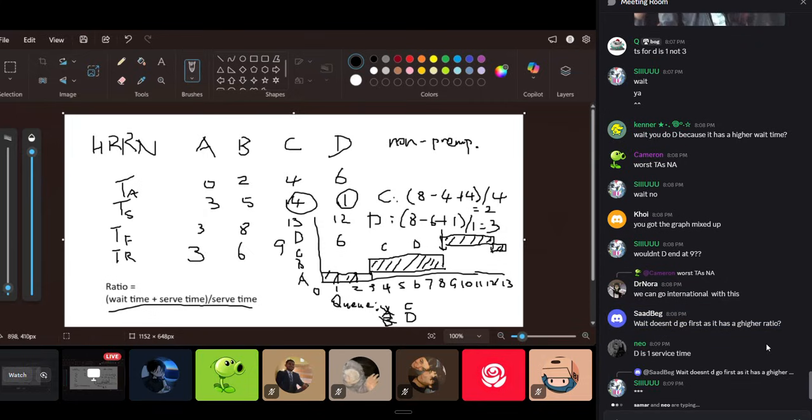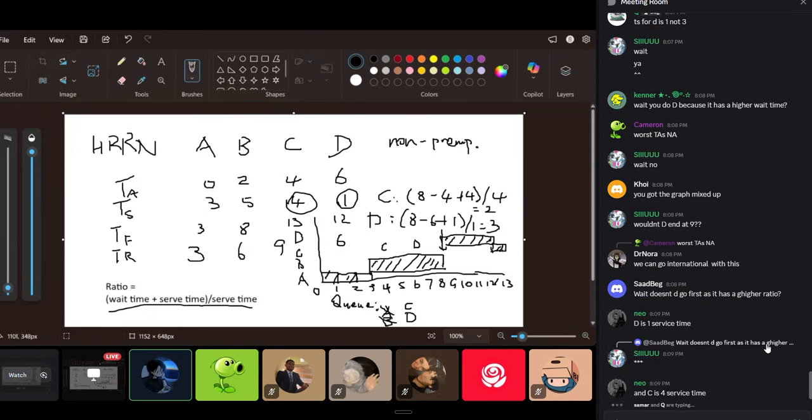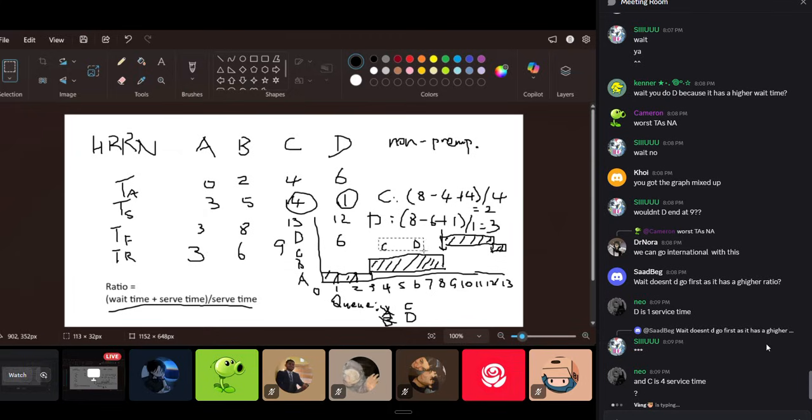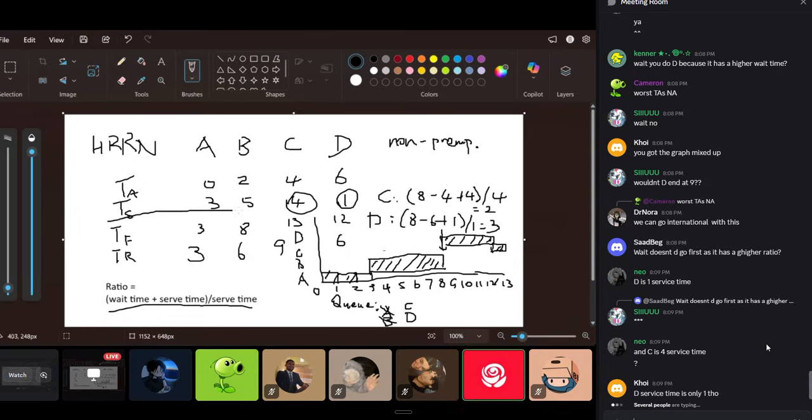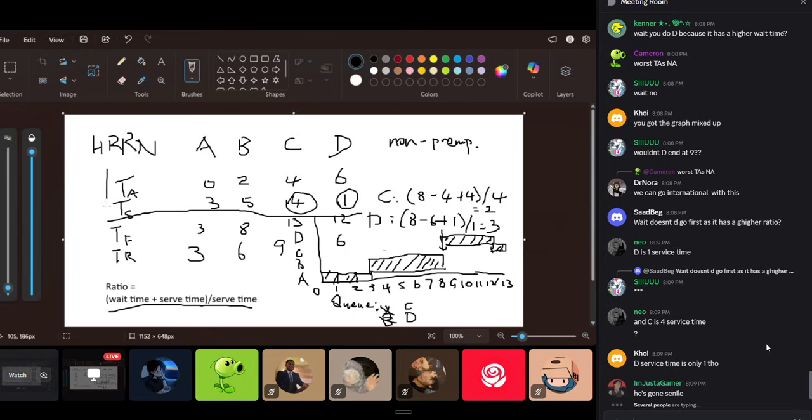Wouldn't D end at 9? No, D ends at 12. D ends at 12. This is just saying where C and D enter. Ignore this. And C is 4 service time. Yes, that's right.